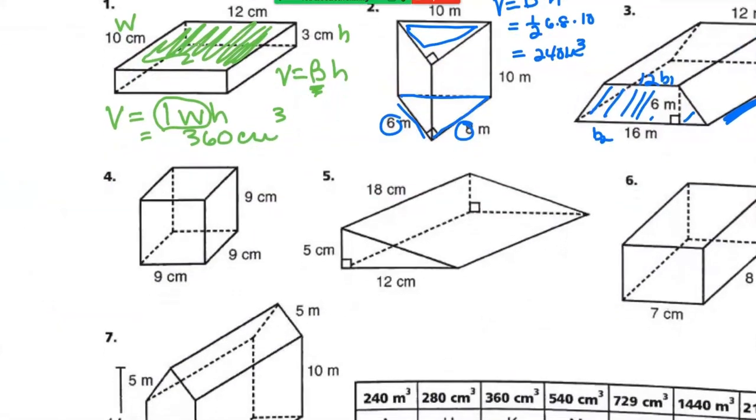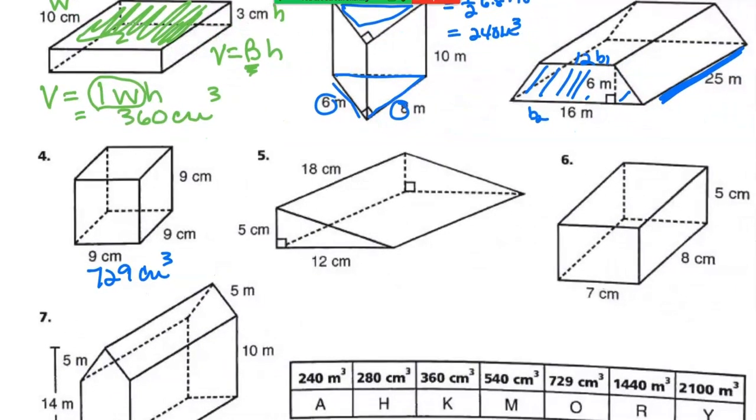Okay? The volume of a cube is 9 times 9 times 9. So 9 raised to the third power is 729. And this is centimeters cubed. Okay? Here your base is a triangle. Here is your overall height. So I'm going to say base times height. So my triangle base is going to be 1/2 times 5 times 12 times the shape height, which is 18. And that's going to give me 540 centimeters cubed.